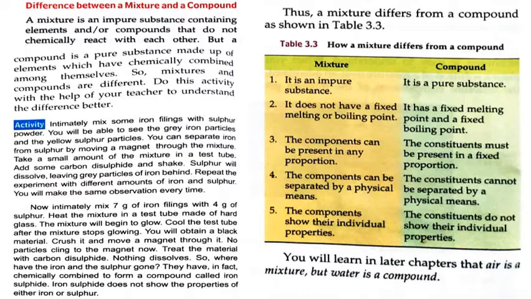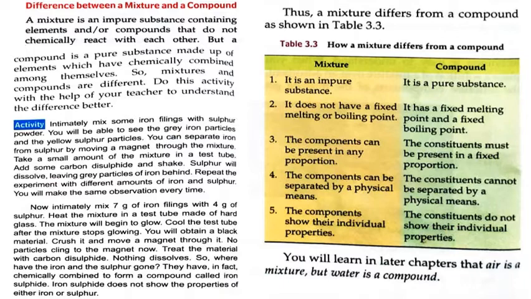Intimately mix some iron filings with sulfur powder. You will be able to see the gray iron particles and the yellow sulfur particles. You can separate iron from sulfur by moving a magnet through the mixture. We have seen the process of magnetization, right? Take a small amount of the mixture in a test tube. Add some carbon disulfide and shake. This activity you can perform in a lab because you may not have these things at home, right? So we will try doing it whenever the school reopens.